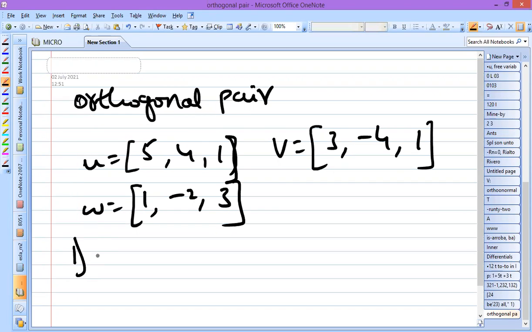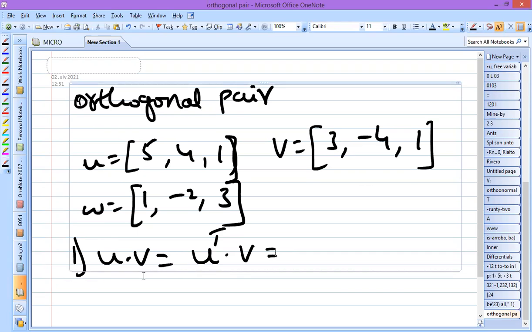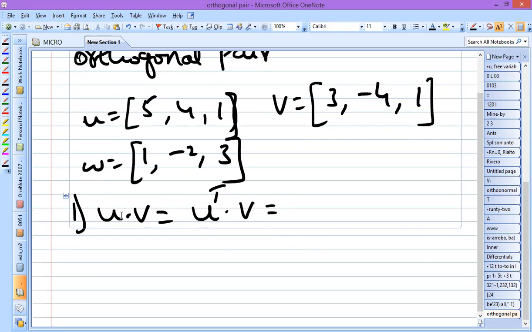So first, check for U dot V. U dot V, in the sense, you have to write U transpose into V. When you say orthogonal pair, the dot product of these two must result in how much value? Orthogonal means 0. You have to see whether the dot product of any two vectors results in 0. If it results in 0, you can say U and V are orthogonal.